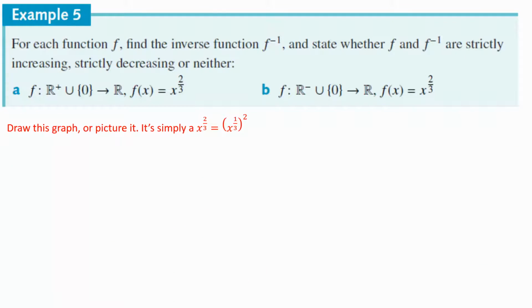First one. This is just the example from your textbook, so you can always refer to it. But just in case you've forgotten how to do inverse functions, I'm going to describe it. It says, for each function f, find the inverse function and state whether f, which is the function, and its inverse are strictly increasing or decreasing or neither. Okay? So if I look at this function, you've got R plus union 0. That tells you your domain already.